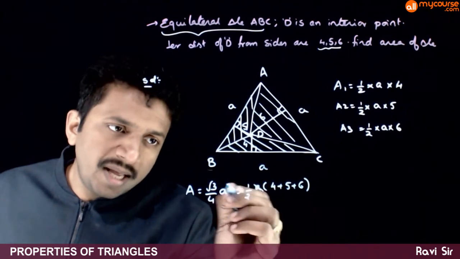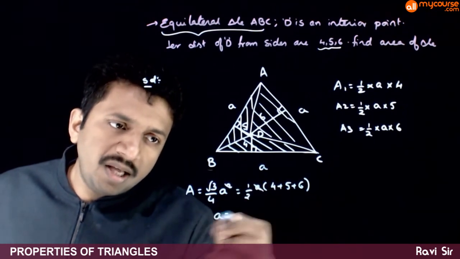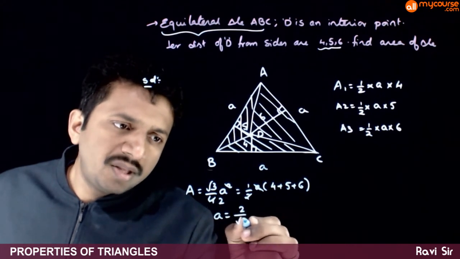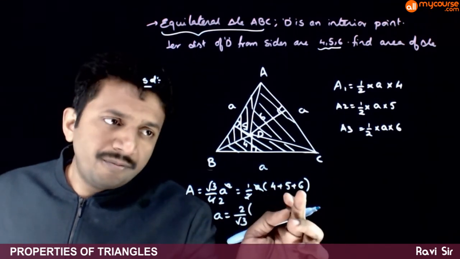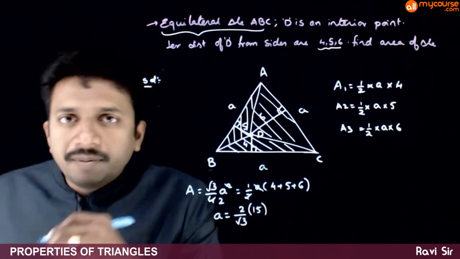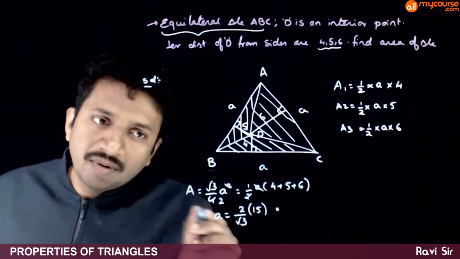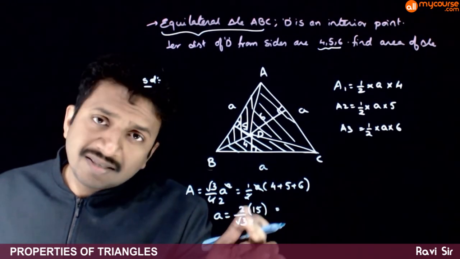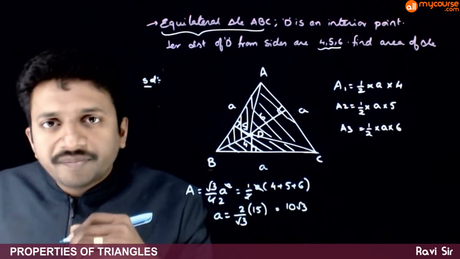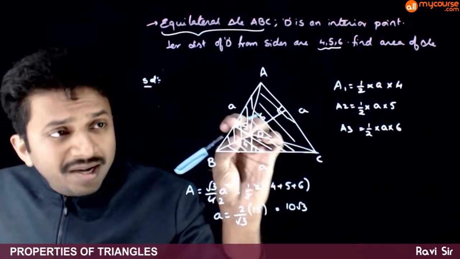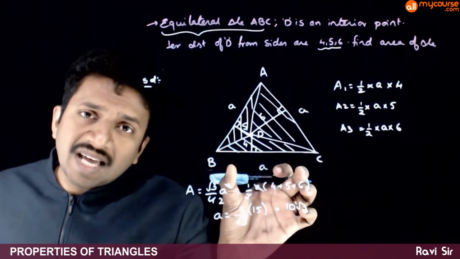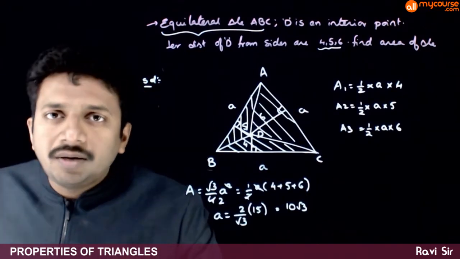By equating these two, a gets cancelled. So a will be equal to, so this 2 and this 2 get cancelled, 2 by root 3 times 4 plus 6 is 10 plus 5 is 15. If you cancel this root 3 out, you get 10 root 3 as the answer. So if a point D is such that these distances are valid, then the side of the equilateral triangle has to be equal to 10 root 3.